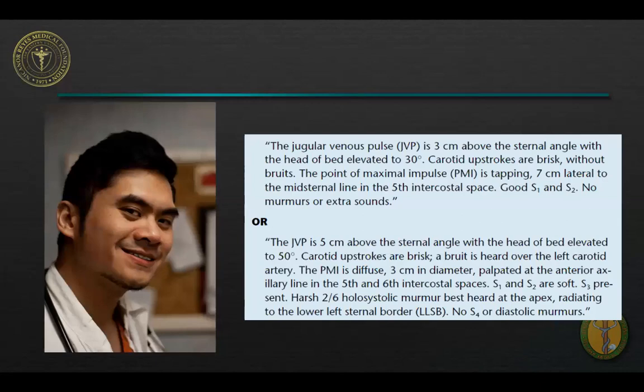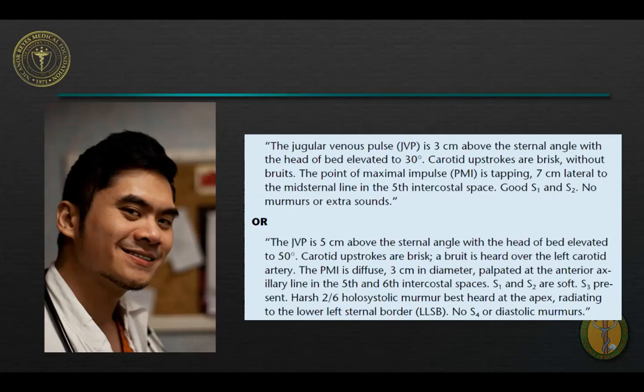This is my last slide. So this is a summary of what we have all talked about. These are examples of write-ups of cardiovascular physical examination findings. The jugular venous pulse, JVP, is 3 cm above the sternal angle with the head of bed elevated to 30 degrees. Carotid upstrokes are brisk without bruits. The point of maximal impulse, PMI, is tapping, 7 cm lateral to the mid-sternal line in the fifth intercostal space. Has a good S1 and S2, no murmurs or extra heart sounds.